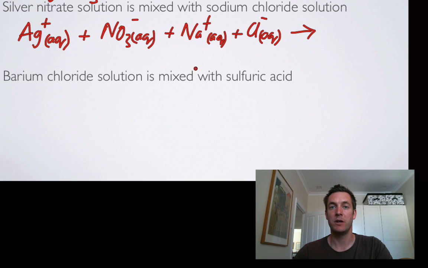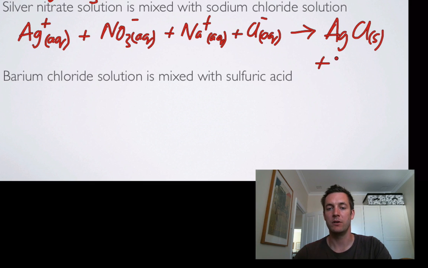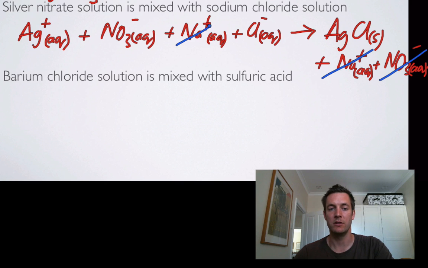Okay, if I look up on my data sheet what's soluble and what's not, well, I know silver nitrate is, I know sodium chloride is. What other possible things have we got? Sodium nitrate is also soluble, but silver chloride is not. So silver chloride will form a solid. Okay, that's our precipitate. And we're left over with the sodium ions and the nitrate ions that are still dissolved, or in other words, they're still aqueous. But remember, we're not going to include in our equation any ions that haven't reacted. So I'm going to cross out all the spectator ions here.